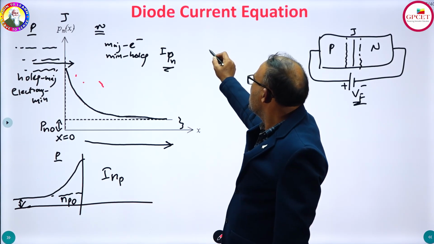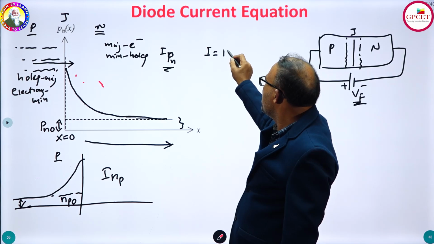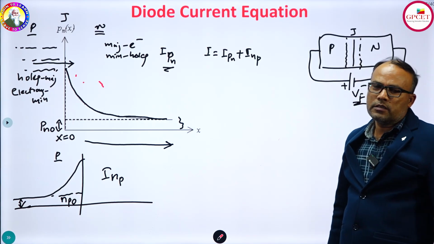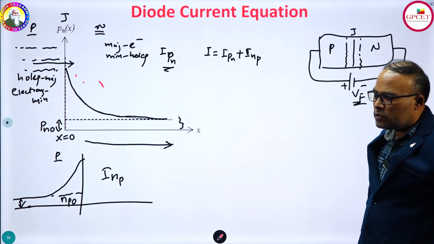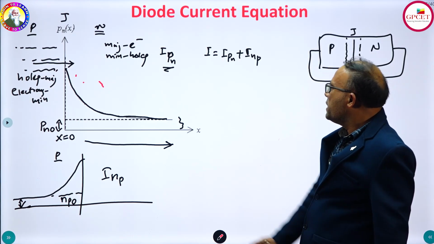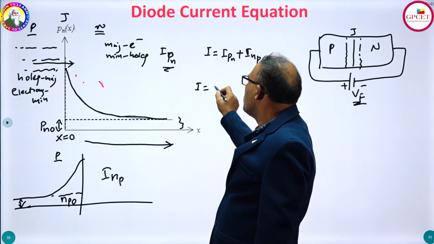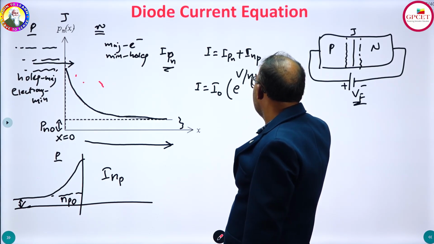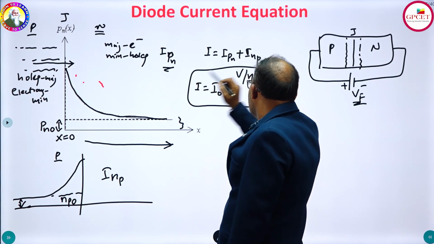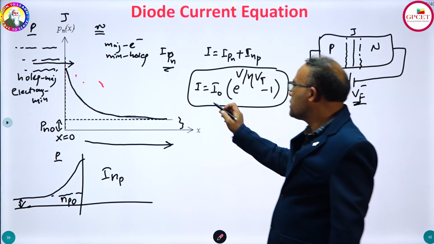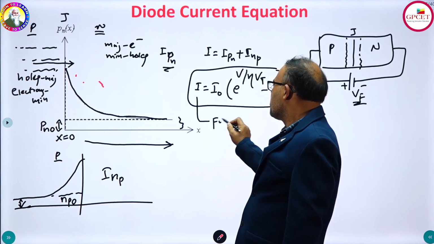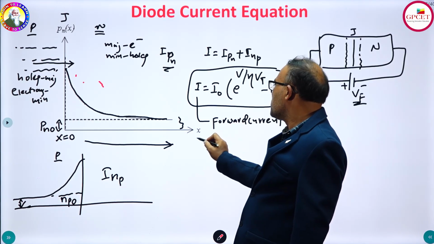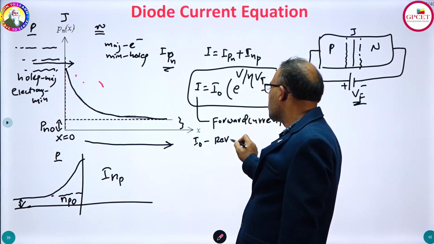If you combine these, I get IPN plus INP, the current due to the holes and also due to the electrons. So I get one equation: I is equal to I naught into e power V by eta VT minus 1. This is what is called the diode current equation. I is called the forward current, and I naught is called the reverse saturation current.